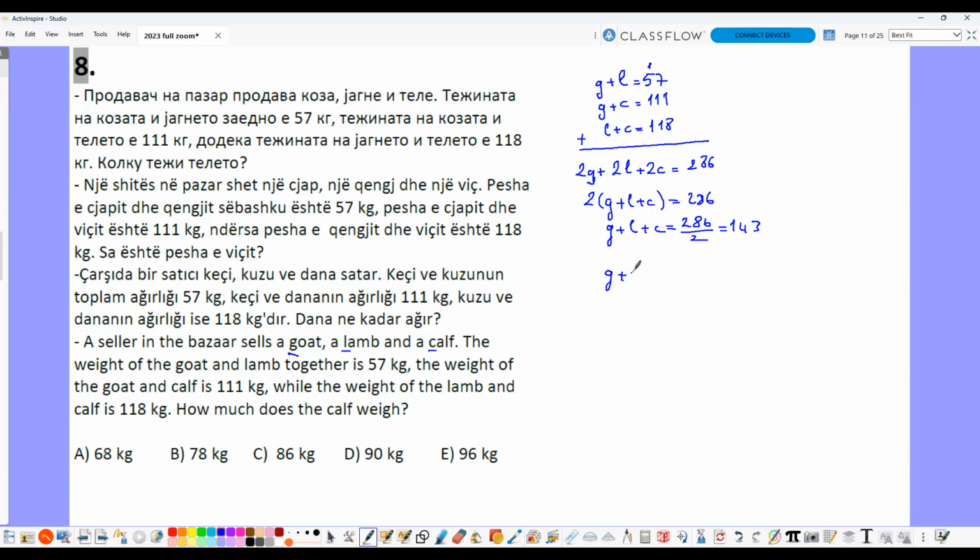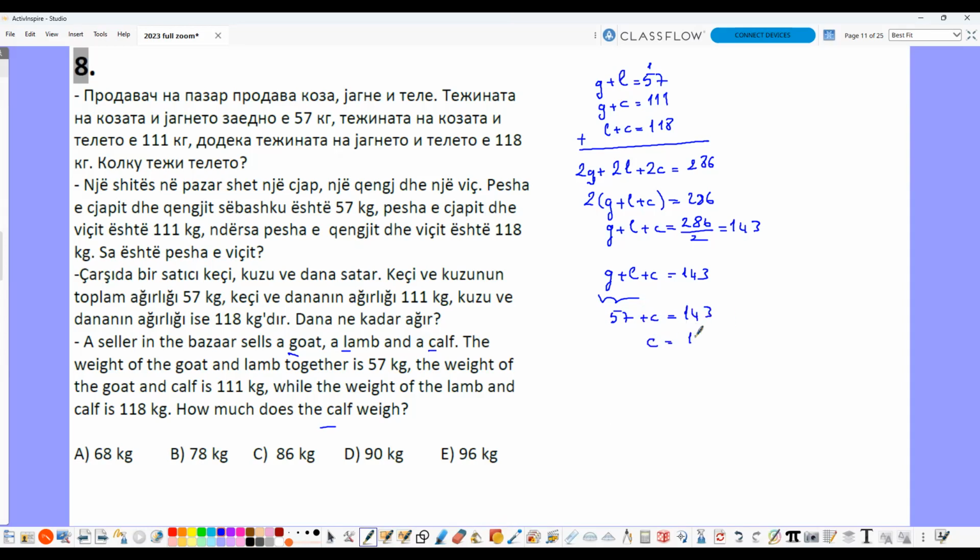So G plus L plus C is equal to 143, it has to be. Okay, then what we are going to do here, we know we are looking for the calf. If I know G plus L, I can easily find the calf, because the G plus L is given as 57. So 57 plus C is equal to 143.